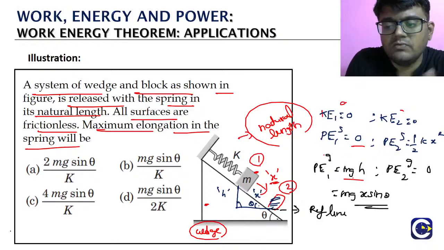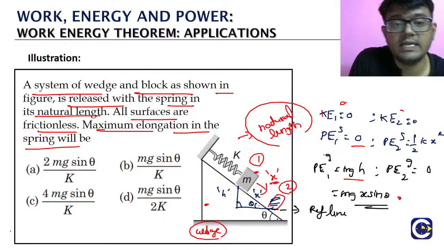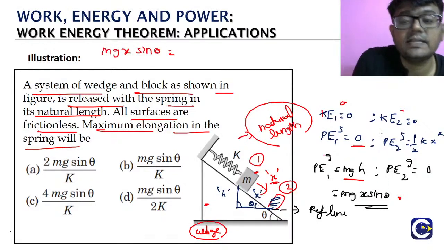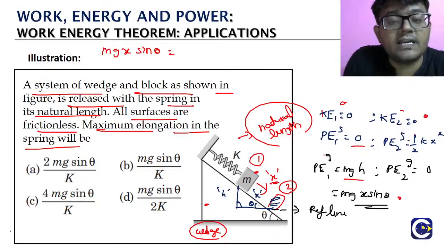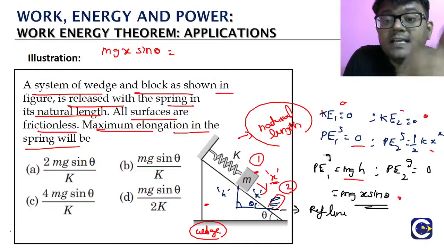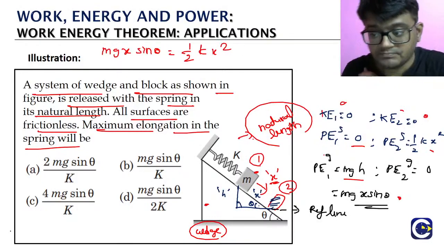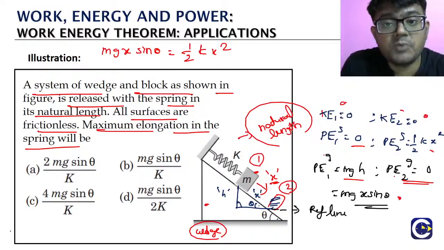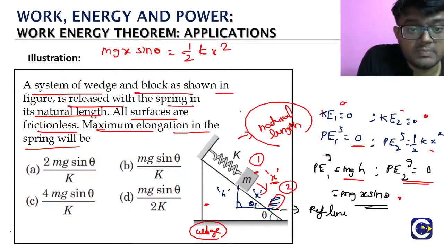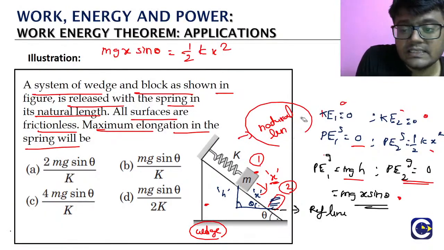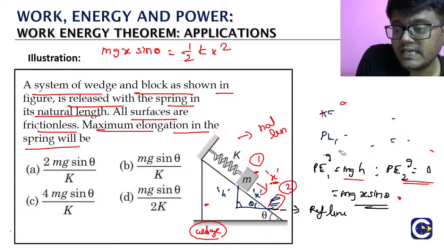Initially, we will have the gravitational potential energy of the block. How much is it? mg x sin theta, that is equal to the final kinetic energy. How much? 0. Finally the spring will have a potential energy; what is its value? Half kx square. Final gravitational potential energy? 0. Now look, this is the relation. What is the relation? mg x sin theta is equal to what?